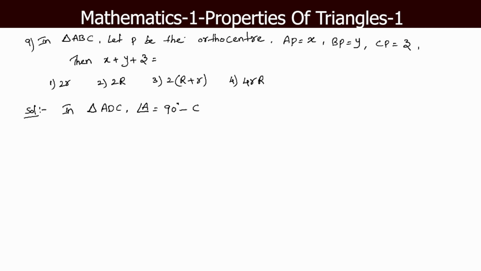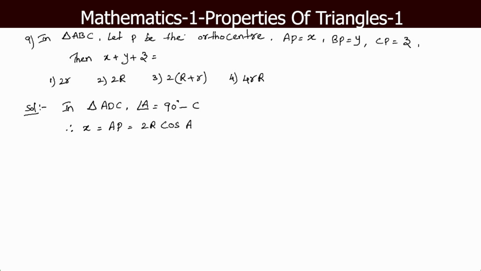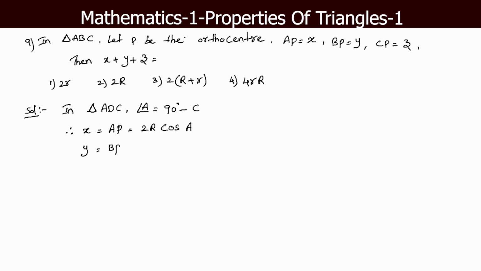Now, x is equal to AP, but AP is 2R cos A. Please remember here, you can go through any book on trigonometry: the distance of the orthocenter from the vertices. Please remember, listen carefully. The distances of the orthocenter of a triangle from the vertices A, B and C are respectively 2 capital R cos A and 2 capital R cos B and 2 capital R cos C.